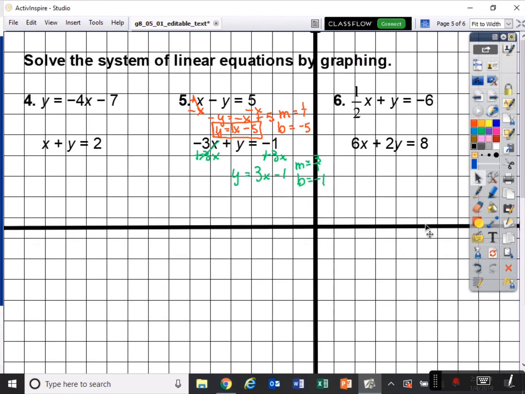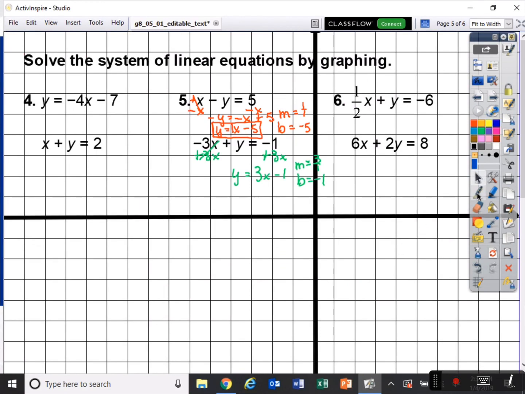We'll raise this up some. Alright, so let's do the red one first. Y-intercept is negative 5. And the slope is positive 1 over 1. So up 1 over 1, down 1 over 1. Alright, and then the green one. Y-intercept is negative 1. Slope is positive 3 over 1. So that's up 1, 2, 3 over 1. Down 1, 2, 3 over 1.